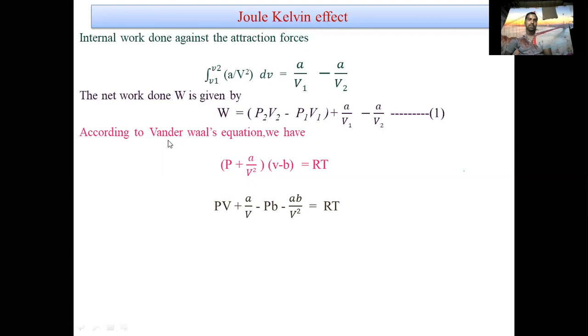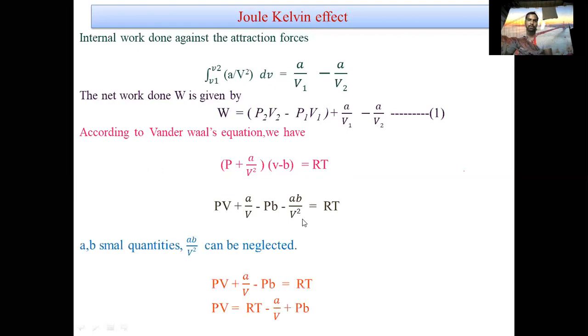According to the van der Waals equation, we have (P + a/V²)(V − b) = RT. Now simplify this equation: PV + a/V − Pb − ab/V² = RT. Now a and b are constants whose values are very small compared to V. Since ab is very small, ab divided by V² can be neglected.